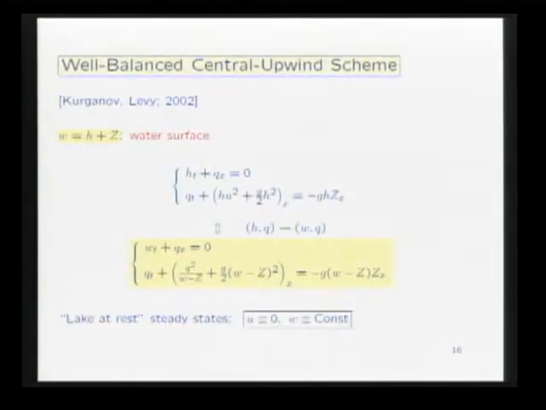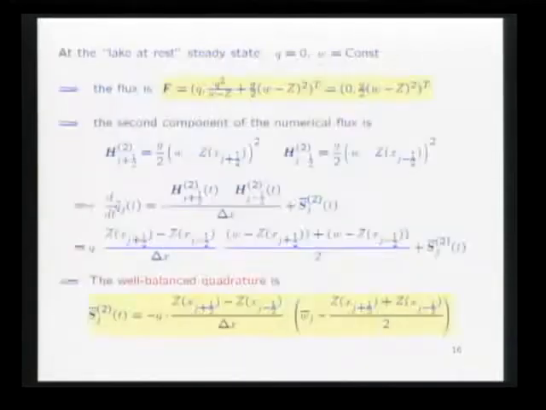The only thing is how to discretize the source, and this is the source. What we did with Doron Levy back in 2002: we first rewrote the system using this water surface variable w instead of h. These systems are equivalent. It is actually not really necessary to rewrite the system; it's convenient, but not necessary. What is really important is that at the lake at rest steady state, the variables q and w are constant. These are equilibrium variables, and we need to make the reconstruction for the equilibrium variables. That's what is important. And how to design this quadrature?